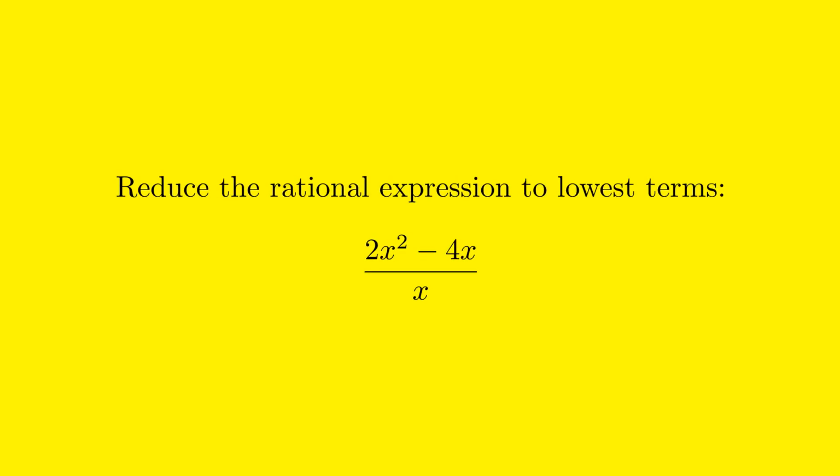Hello and welcome to our instructional video on reducing a rational expression to lowest terms. In this video, we will be focusing on simplifying the expression 2x squared minus 4x divided by x. Follow along closely as we go step by step to reduce this expression to its lowest terms. Let's get started.